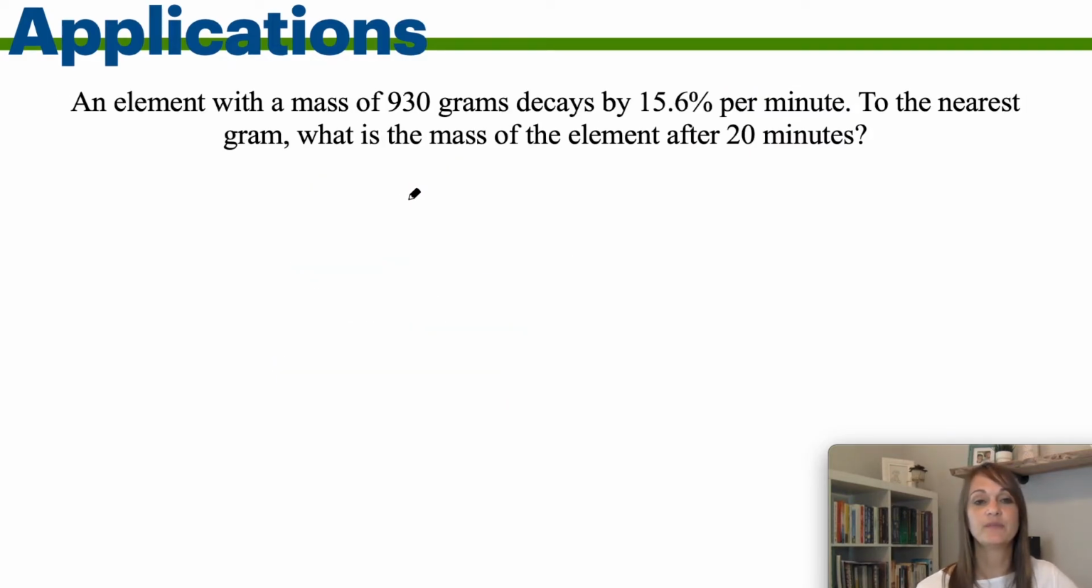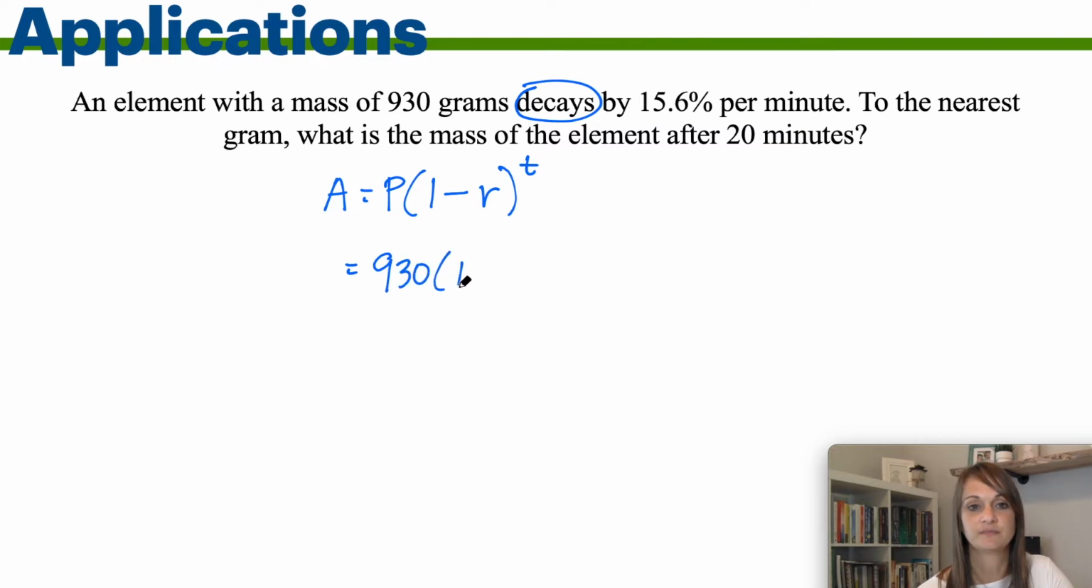Next, an element with a mass of 930 grams decays. Again, decay means depreciation, so again we're going to use the formula 1 minus r raised to the t. The initial amount of the element was 930. It decays at 15.6%, which means we move the decimal place twice, and that is happening per minute. To the nearest gram, what is the mass of the element after 20 minutes?